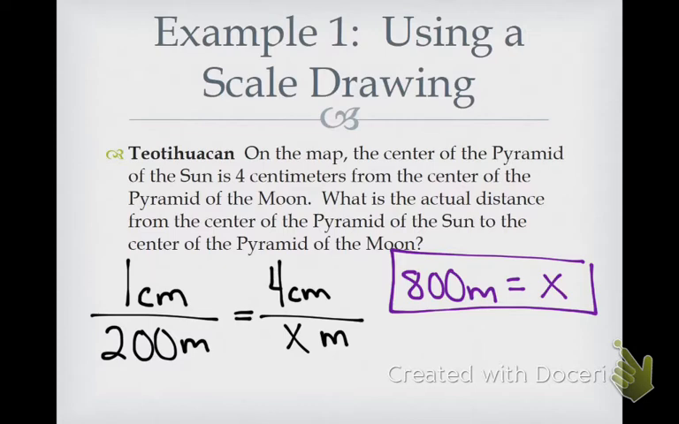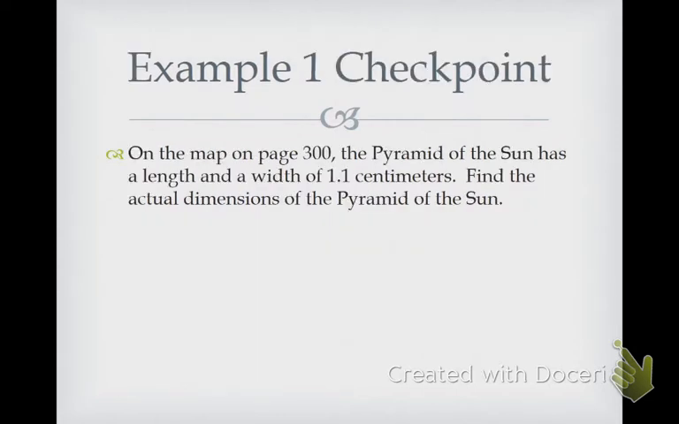All right, so now I want you to take the same concept and solve this one. It says use the same map. So what does that mean? It means the same scale too. And the Pyramid of the Sun has a length and a width of 1.1 centimeters. So answer me this. If the length and the width are 1.1 centimeters, what shape is it? Square. It's a square.